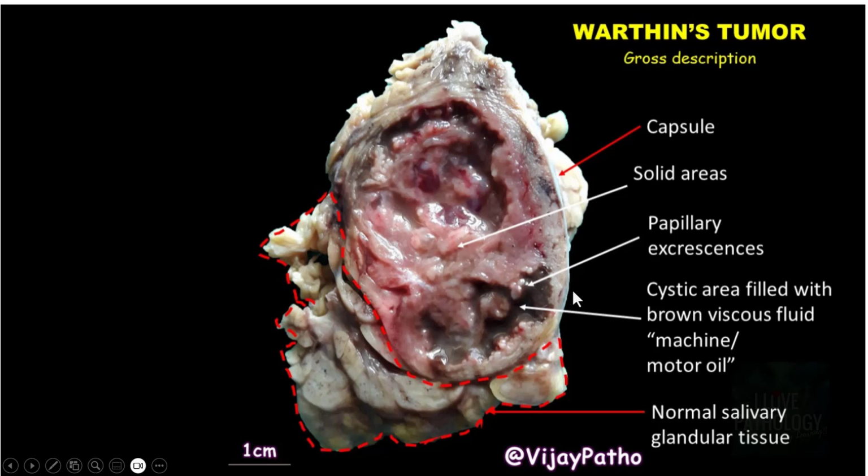Now, once the tumor is excised, this is what the gross features look like. It has a capsule. You can make out this is normal salivary glandular tissue, and this is the tumorous part. It has a capsule and it has both solid areas and cystic areas. The papillary excrescences are seen extruding into the cyst-like spaces. And the fluid is a dark brown, viscous fluid, and that's why it's sometimes referred to as machine or motor oil appearance.